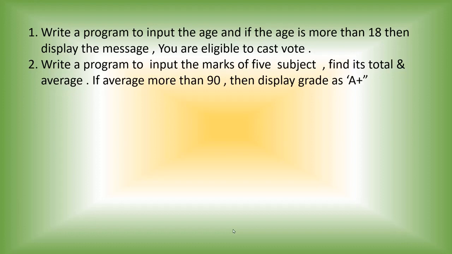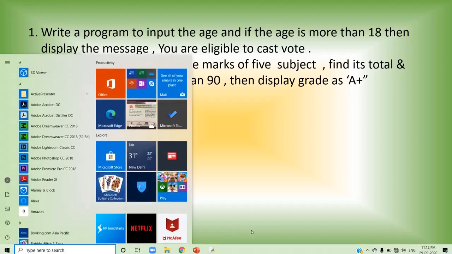So I am going to read the question one more time. Write a program to input the age. And if the age is more than 18, then display the message, you are eligible to cast vote. That message should be displayed over there. See, I am going to start the program here.